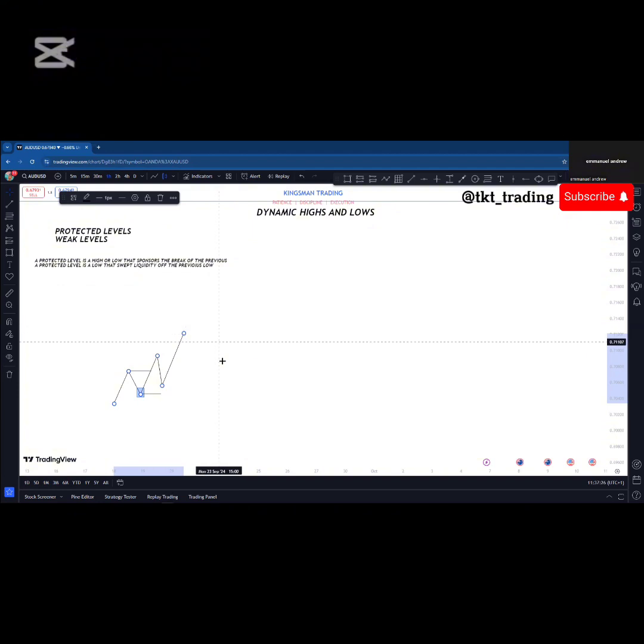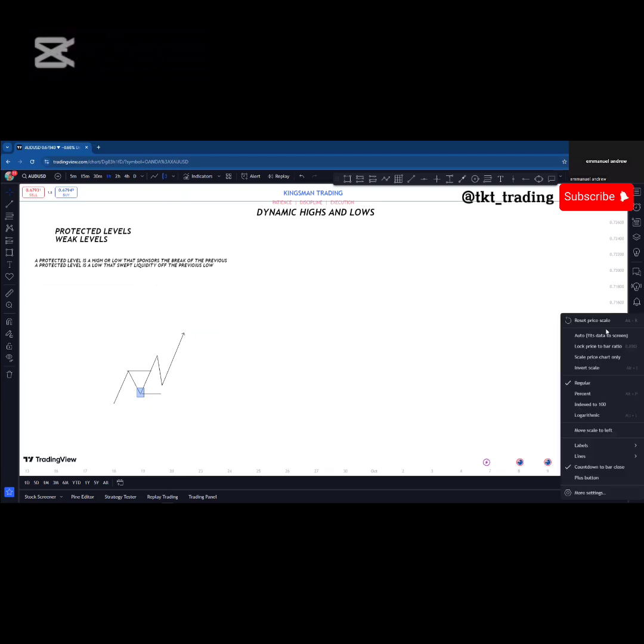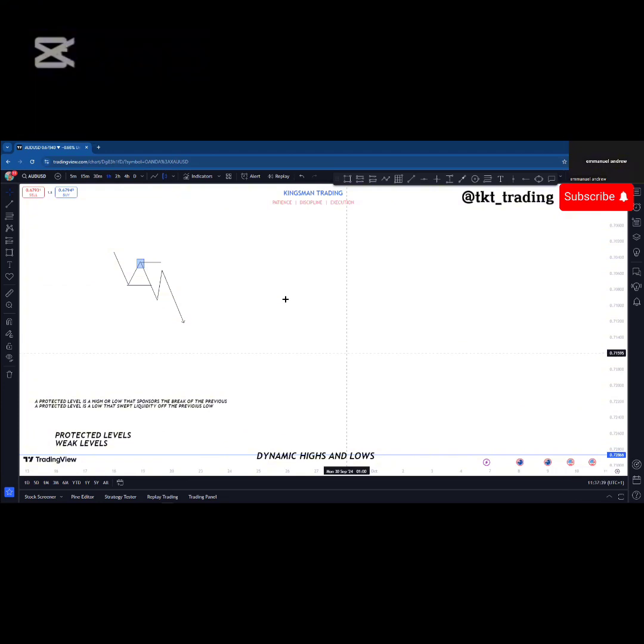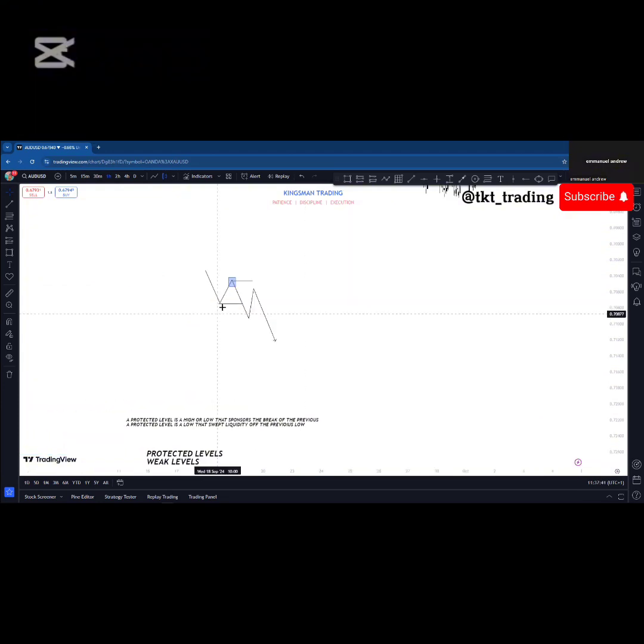So let me show you guys an example on a downtrend. Let me switch it off and invert the scale. Now this is a typical example of a downtrend market also. So now we have this high, low, higher low, higher high, higher low. And this particular high is a protected level because it sponsors the break of this previous low, thereby making price create another lower low here.